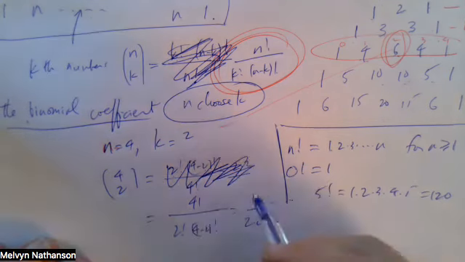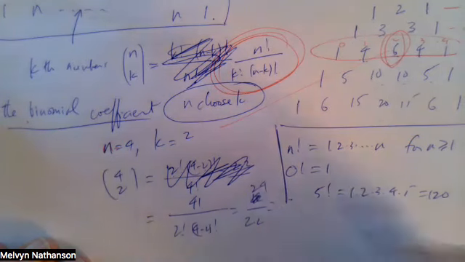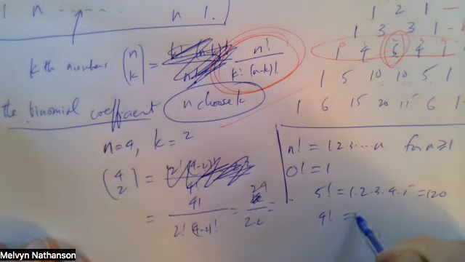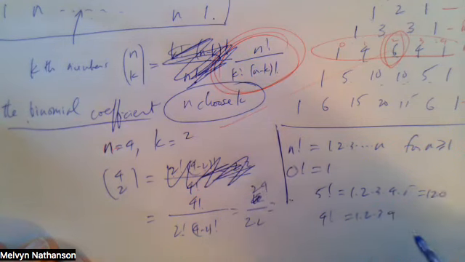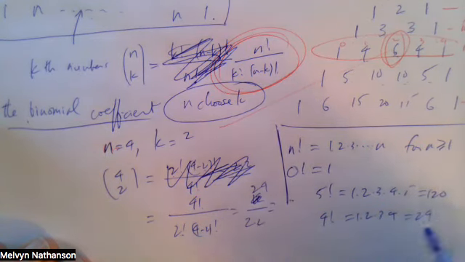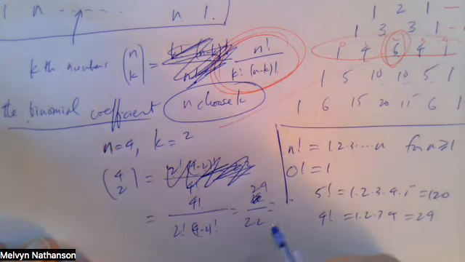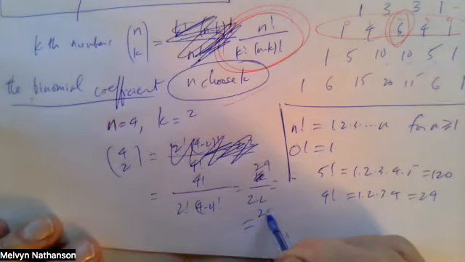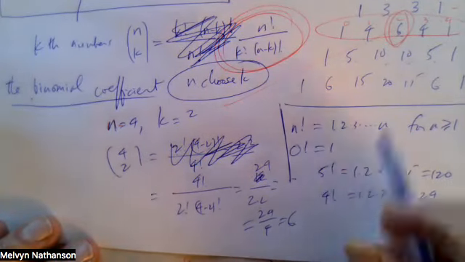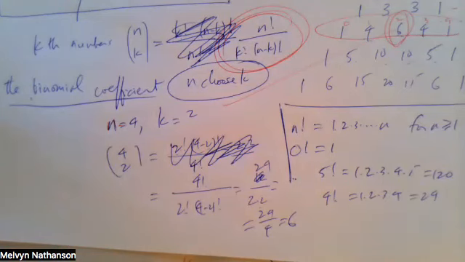2 times 3, oh, it's 24. 4 factorial, 1 times 2 times 3 times 4 is 24. So this is 24 over 4, which is 6, which is what it's supposed to be. Glad I finally got it right.